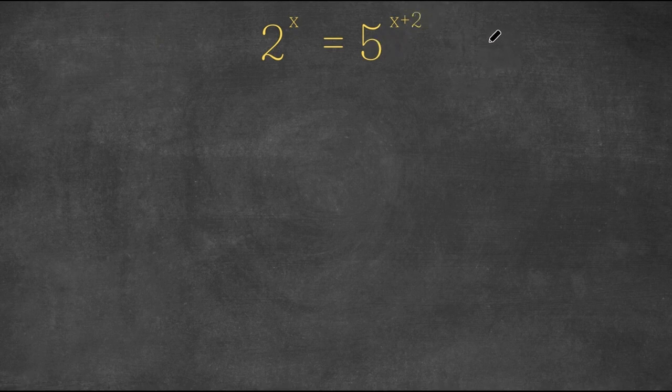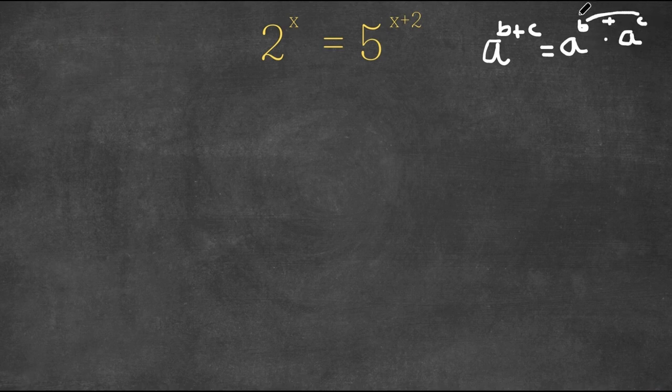And remember, let's say we have a to the power of b plus c. An important property of exponents is that we can change this into a to the power of b times a to the power of c, because remember, when we're multiplying exponents, we add these two. So all we're doing is simply reversing this. So that's what we're going to do to 5 to the power of x plus 2. We're going to reverse it back to its original form and expand it.